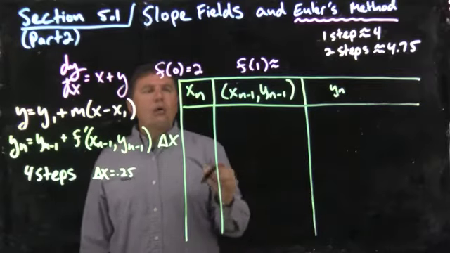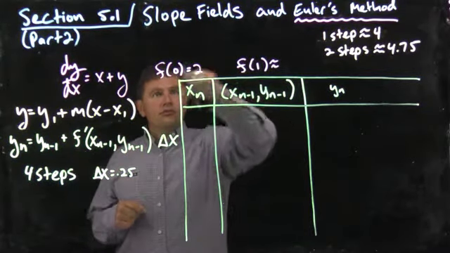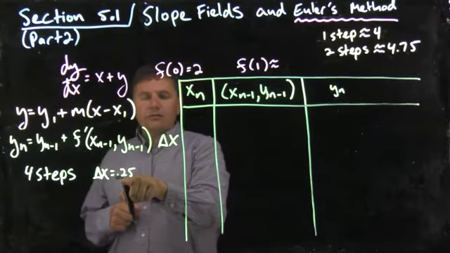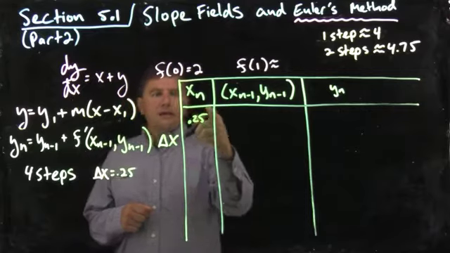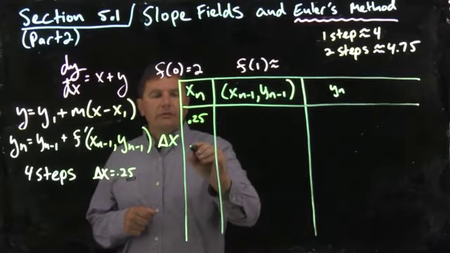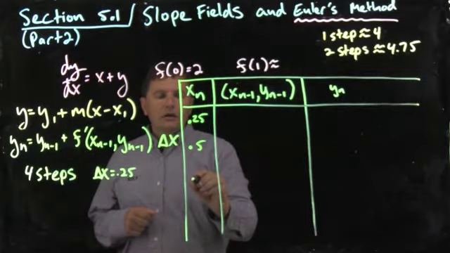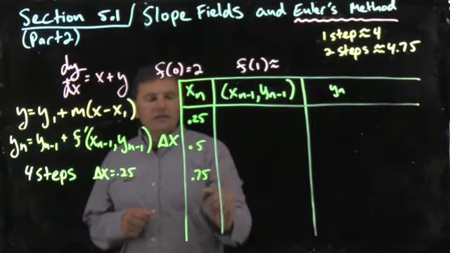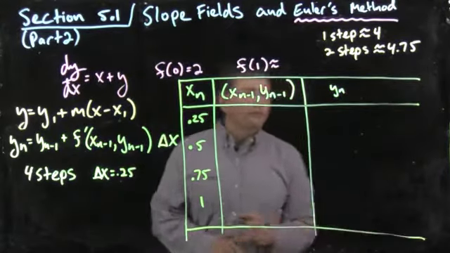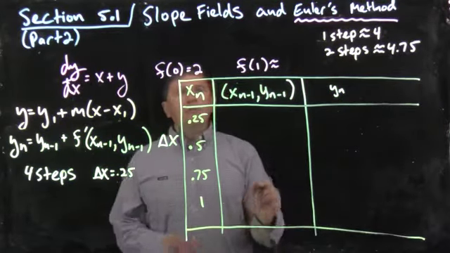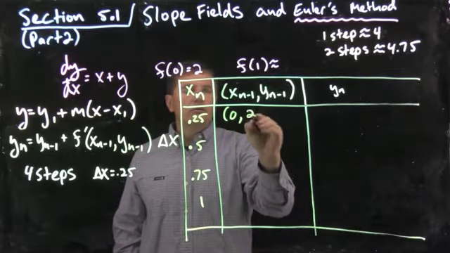Okay, now these are the x sub n's. So our first x sub n, if we're starting at 0 and our delta x is 0.25, is going to be 0.25. Our next x sub n is going to be 0.5. Our next x sub n will be 0.75, and our final x sub n will be 1, and that's where we're actually going to be getting our approximation. Okay? So now, the preceding point, we start with the first point, so that's going to be 0, 2.